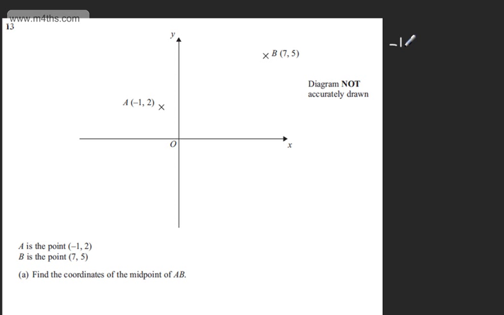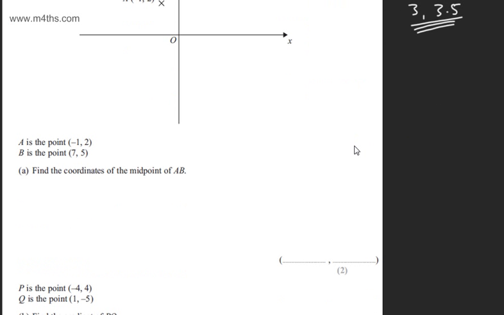So we'll have -1 plus 7 and divide by 2. So I've just added the x coordinates and divided by 2. Then for the y coordinates, we're going to have 2 plus 5 divided by 2. So we have now 6 over 2, and then 7 over 2. So that's going to give me 3, and then 3.5. You can leave it as 7 over 2, I'm just going to write 3.5. So that's one way of doing it.